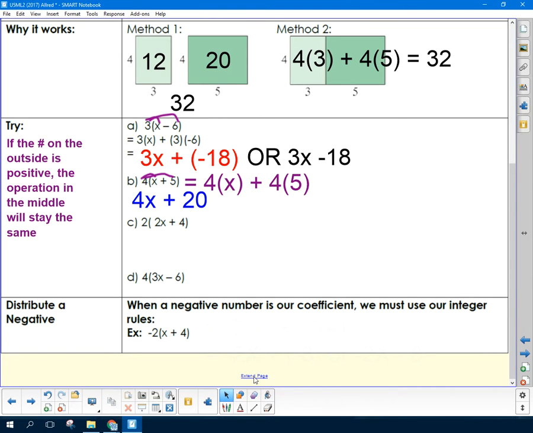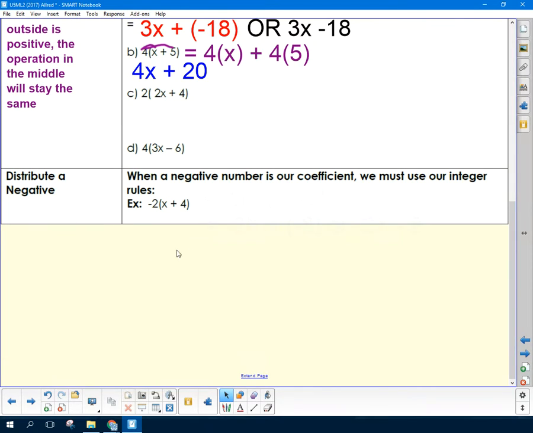Okay? Things get a little dicey when we distribute a negative, but it's not that bad. When you distribute the negative on the outside, we have to use our integer rules from way back when in Unit 1. This is a throwback to Unit 1. We're going to do negative 2 times x plus negative 2 times 4.